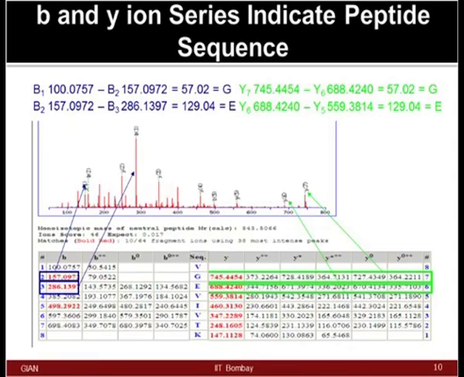Y7 minus Y6 corresponds to 57, which corresponds to glycine, and if you have cross checked that for B2 minus B1 and you are getting the same difference of 57, then you can be confident that this gives rise to the same amino acid. In this manner you can derive the entire amino acid sequence, and the peptide sequence can be derived from this. Not every B ion is available to you for calculation and cross check, but as long as you can cross check two or three of the red, intense B ions, then you can be very confident that these amino acid sequences are correct.